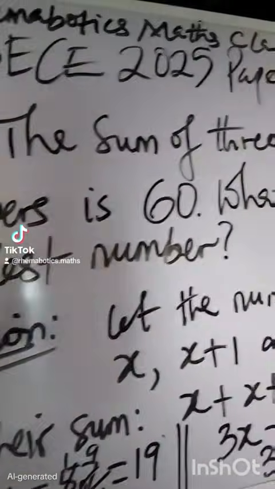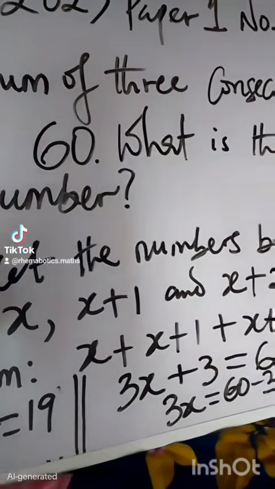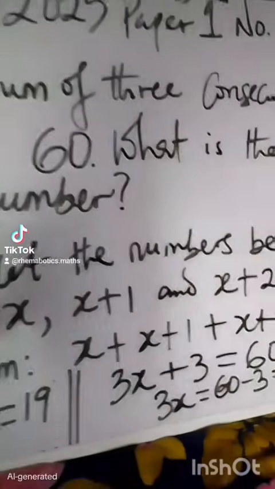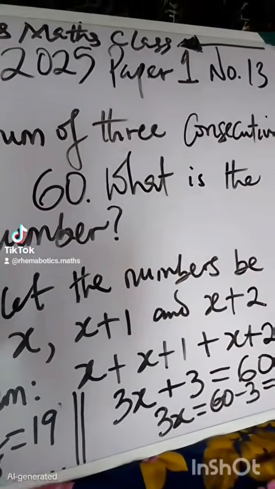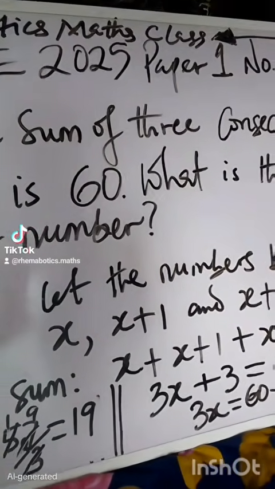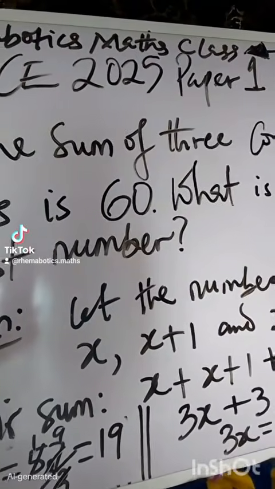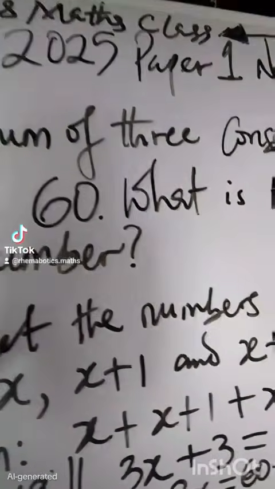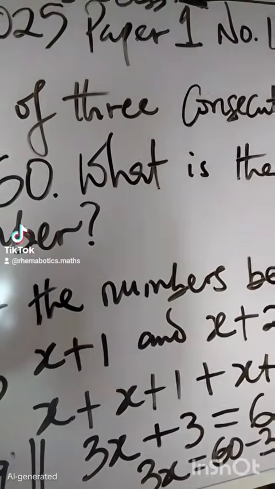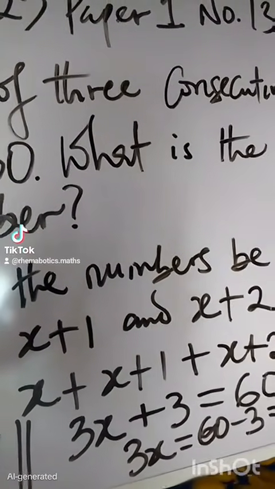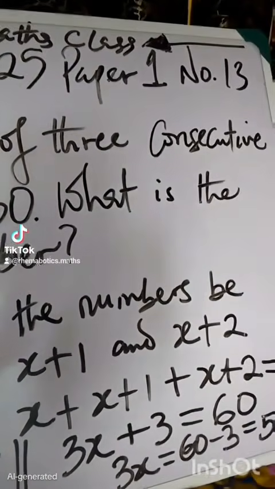Solution. Let the numbers be x, x plus 1, and x plus 2. So why did I make it x, x plus 1, and x plus 2? They said 3 consecutive numbers. So if they are consecutive, that means the difference between the first and the second is 1. That's why I added 1. And the difference between the second and the third is 1. That's why I made it x plus 2. That means if there should be another consecutive number after x plus 2, we should have x plus 3.